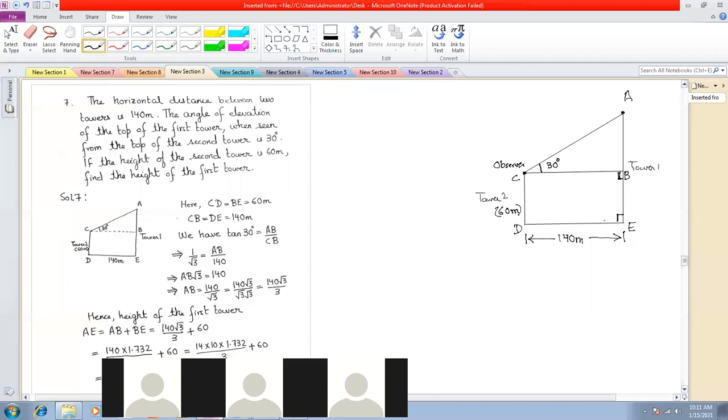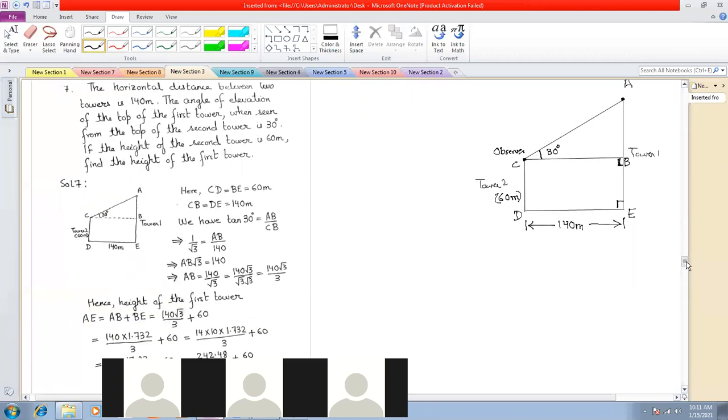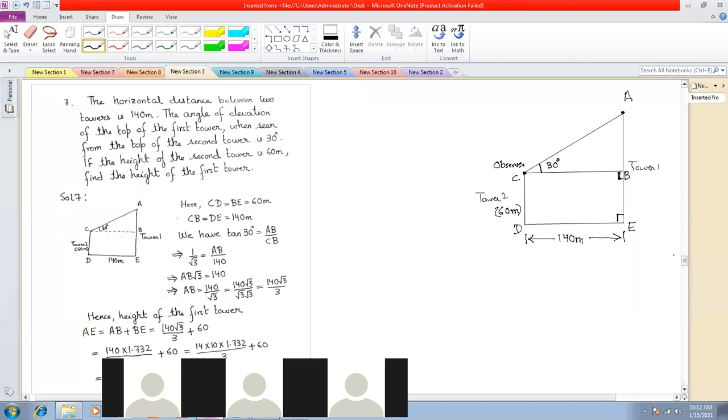DE and CB will be equal, because it is a rectangle. And CD and BE will be equal. Yes. So that is something that we are going to write first. So DE is equal to BC is equal to 140 meters. Also, DC is equal to BE is equal to 60 meters. So we noted this down.